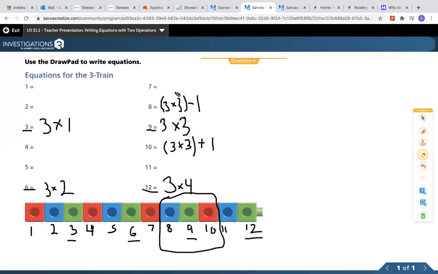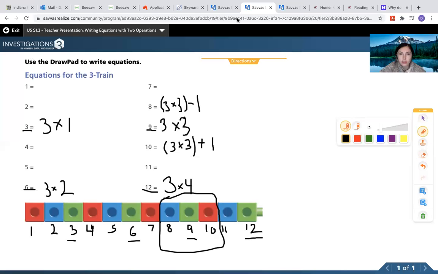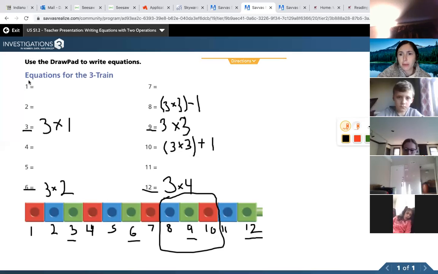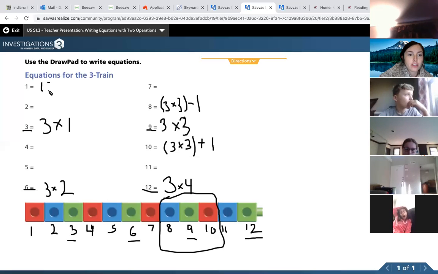All right, let's do 1. We're gonna do 1. So first, look at number 1. Look at my page. Which 3 equation is closest to number 1? Well, by looking at this, it's going to be this 3 times 1, okay? So I know I'm going to have to write 3 times 1.